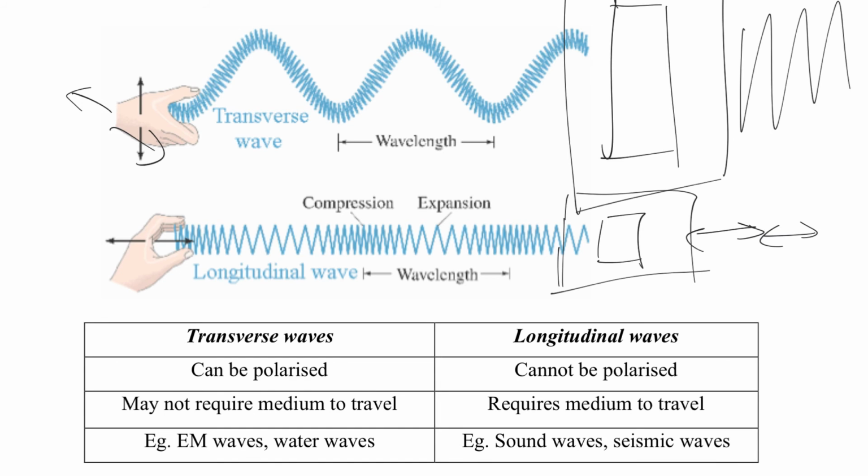For example, electromagnetic waves do not need any medium. That's why the light from the sun can travel through space, which is supposed to be a vacuum, and still reach us. But all longitudinal waves require a medium. For example, the two types of longitudinal waves that we usually talk about are seismic waves and sound waves. Both require a medium. That's why for sound waves in a vacuum, you don't hear anything.